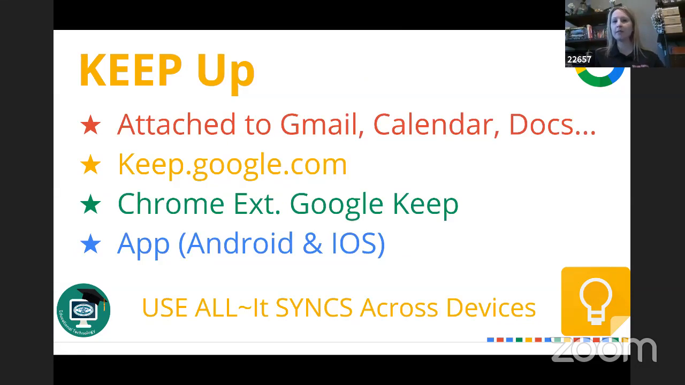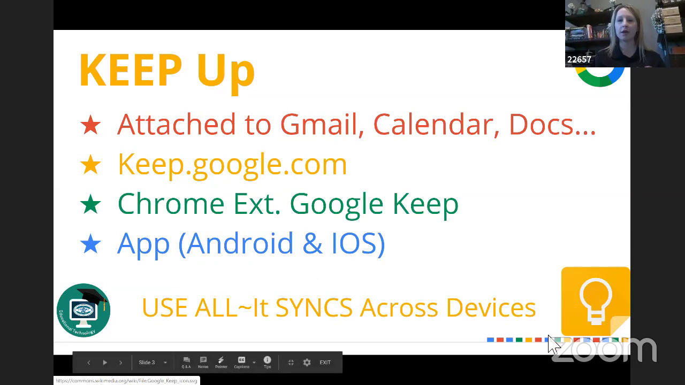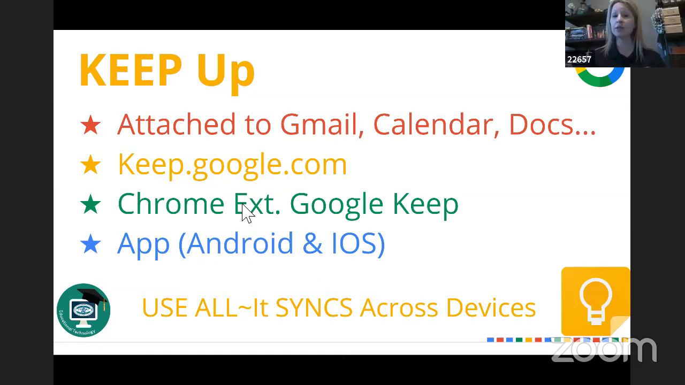To get to Keep, you can go to keep.google.com. It's also on the right side of your Gmail, calendar and docs. You'll see a little light bulb icon like you see on my screen on the bottom right. It's also a Chrome extension, and I really highly suggest you get this Chrome extension because it creates a whole web interface where Keep talks with everything you find on the web. So you'll be able to take things from the web and put it into your Google Keep.